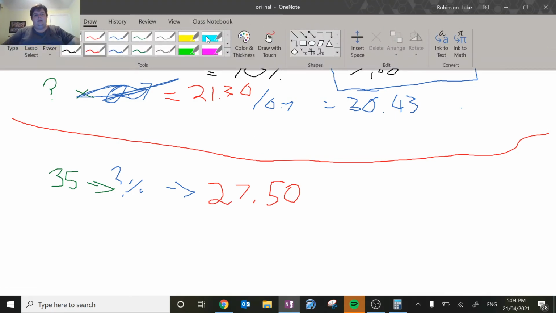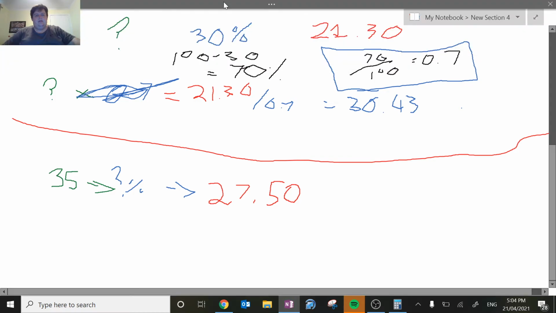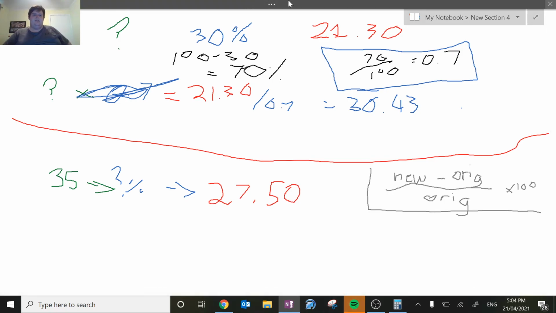So we're going to use a specific formula for this. I'm going to write over here on its own, like a little area. So the new price minus the original price, divided by the original price. Now that sounds a bit strange, right? And you multiply that whole thing by 100, and that'll make it your percentage. So let's give this a go and see what we get.